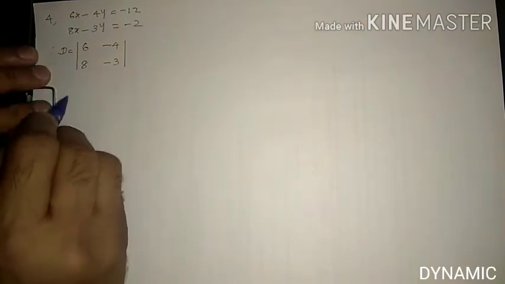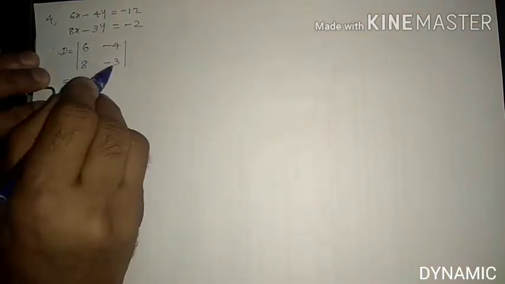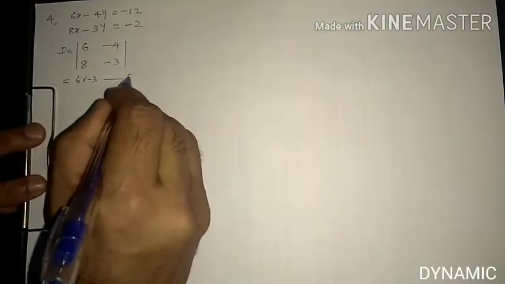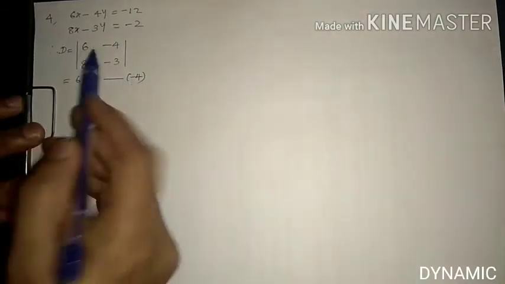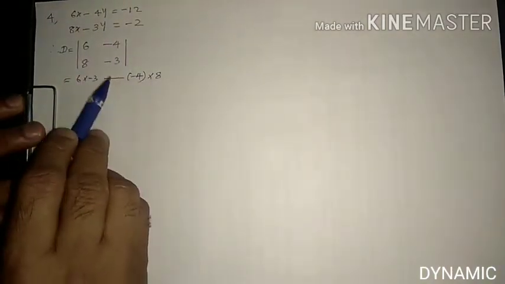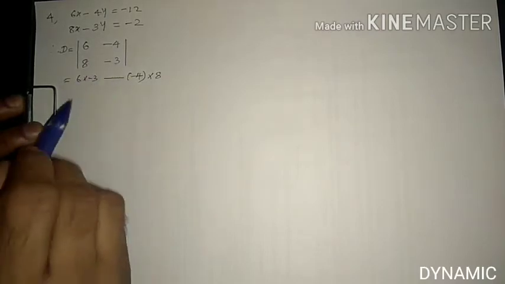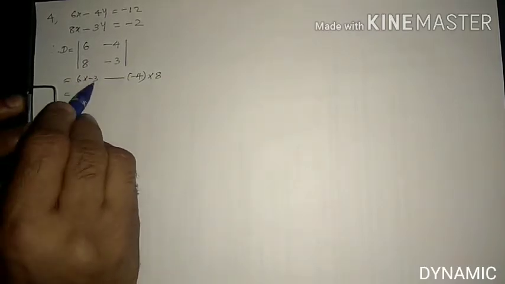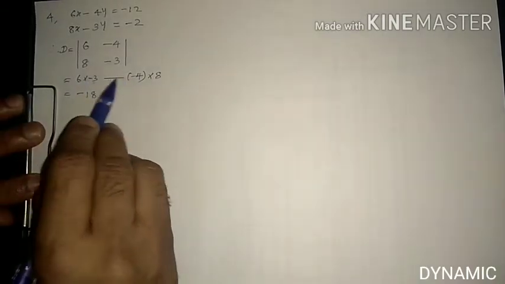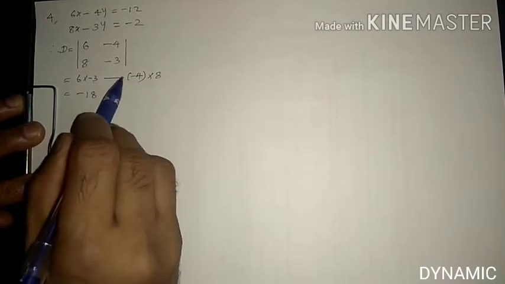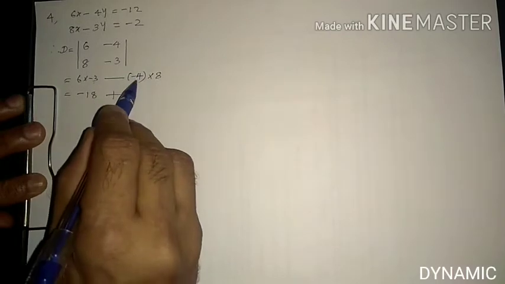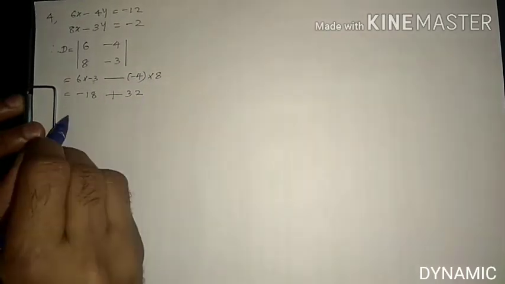Now we expand this. 6 into minus 3, minus 4 into 8. This minus, let it be here. A minus comes, you put in a bracket. Expanding: 6 3s are 18, but with minus sign. Minus into minus, plus. Double minus, multiplication: minus into minus, plus. 4 8s are 32.